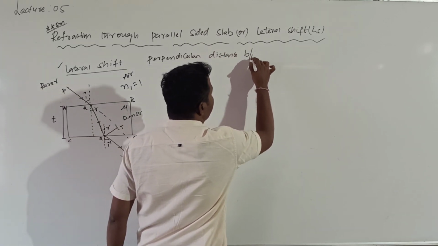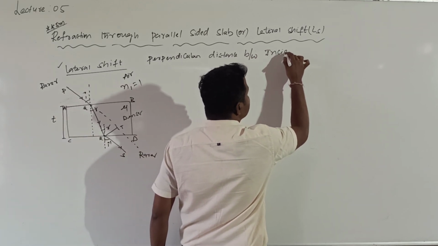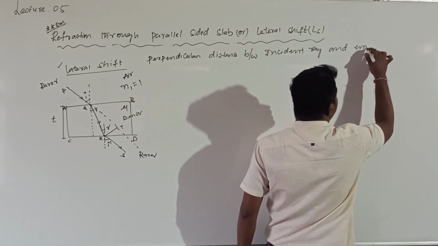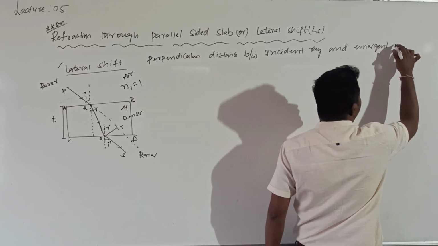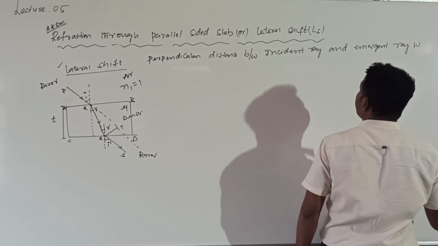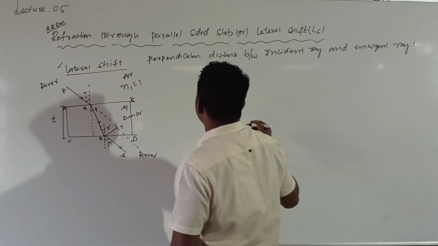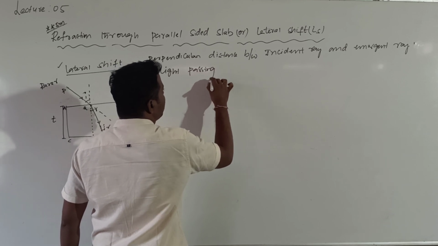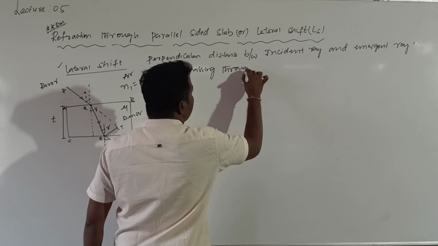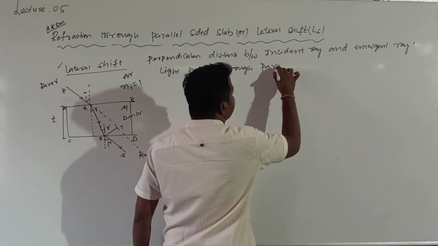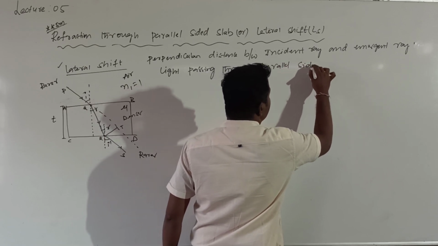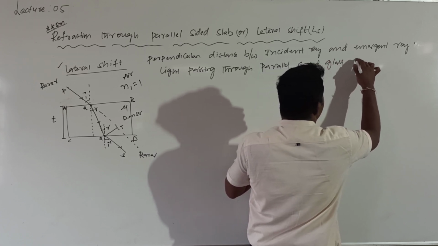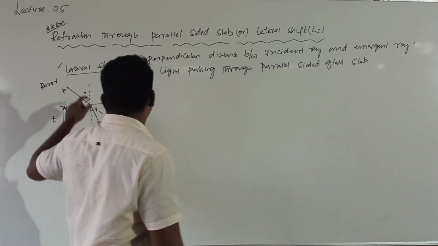The perpendicular distance between the incident ray and the emergent ray when light passes through a parallel sided glass slab is known as lateral shift.